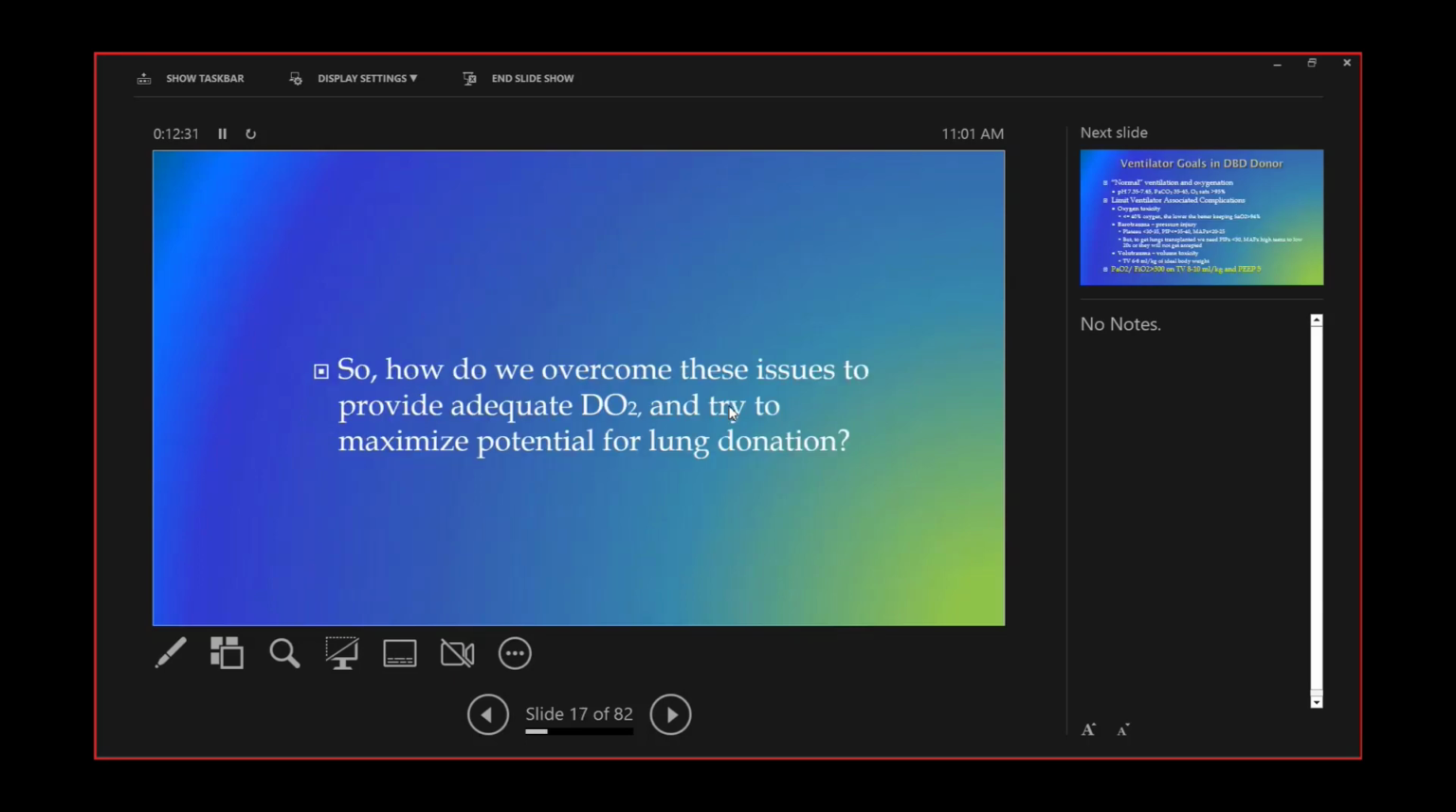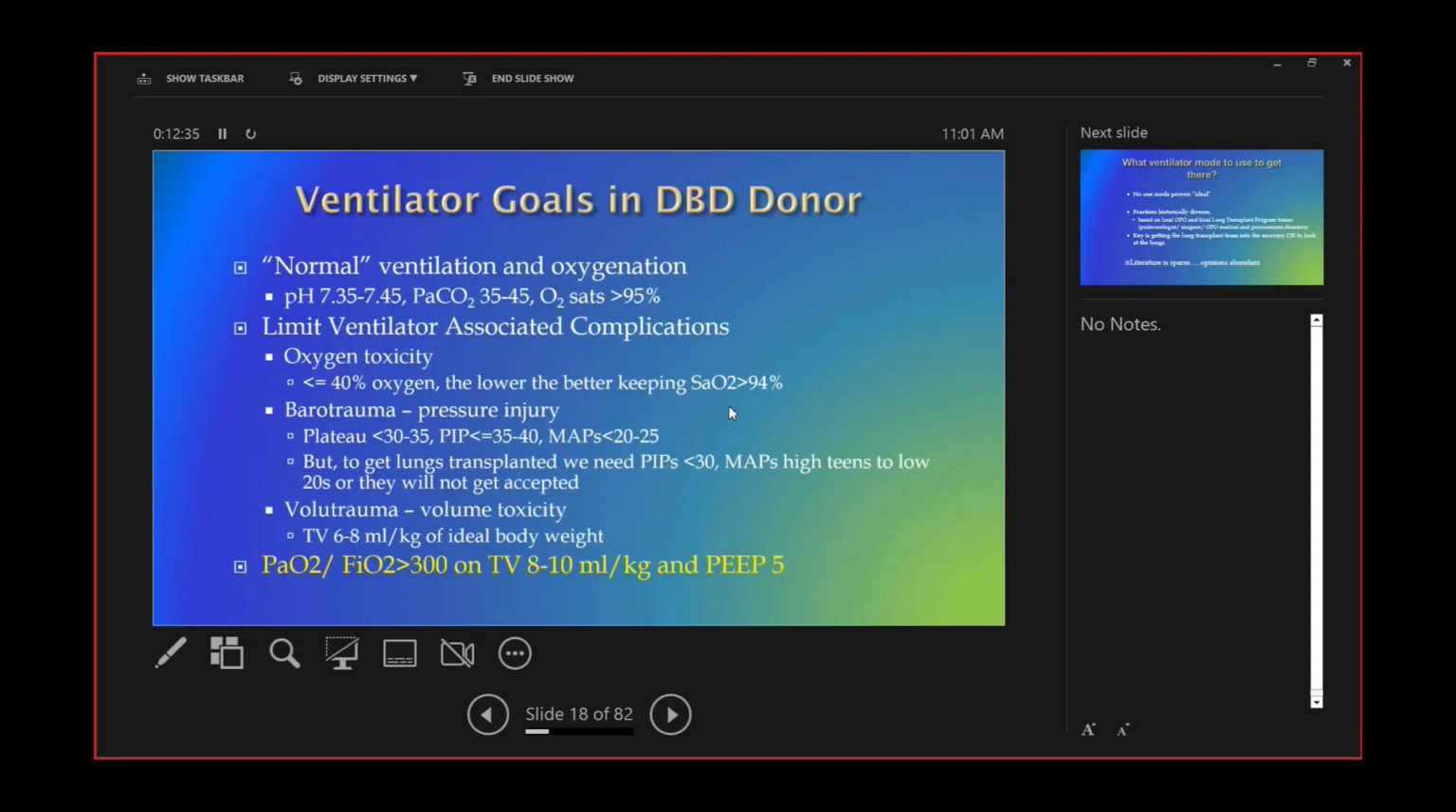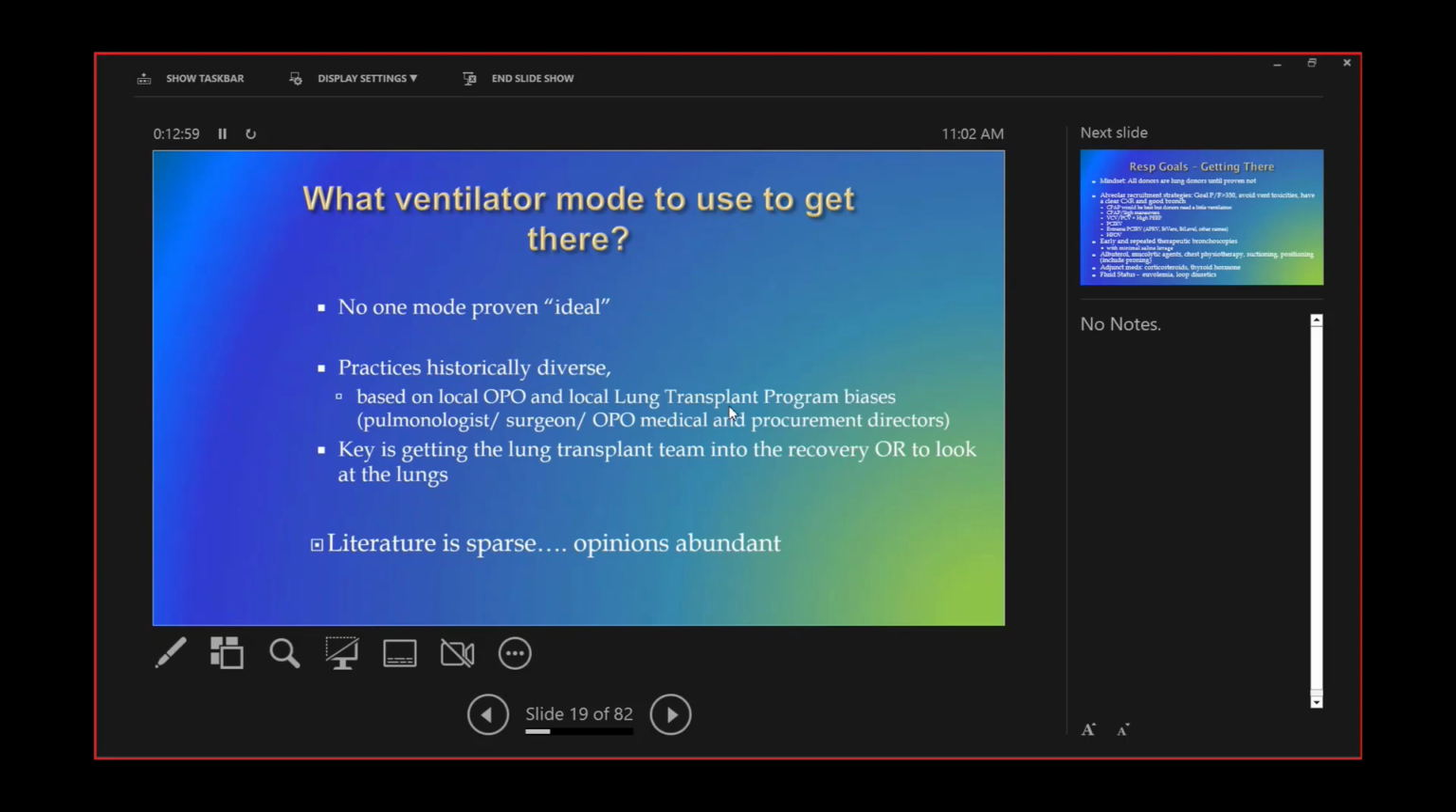All right, so how do we overcome these issues to provide adequate oxygen delivery and try to maximize the potential for lung donation? Well, ideally, we want to try to get normal ventilation and oxygenation. We want our pH to be 7.35 to 7.45, CO2s in the mid 35 to 45 range, and sats greater than 95%. We want to limit the ventilator-associated complications. We talked about oxygen toxicity, pressure injury, and volume injury. And we want our PF ratio to be greater than 300 on a PEEP of 5. So how do we get there?